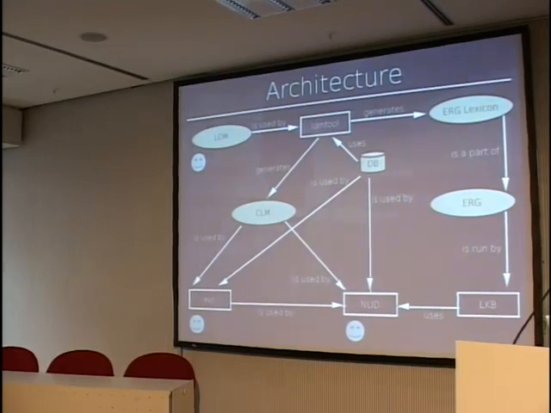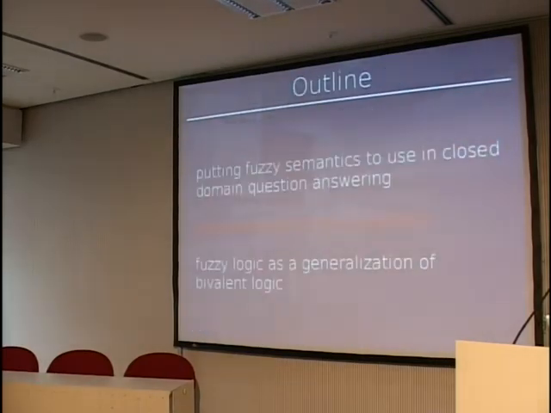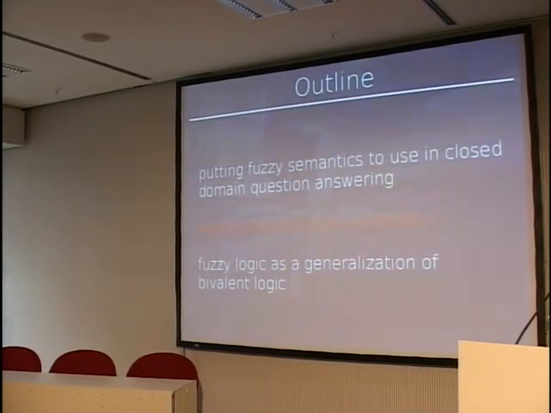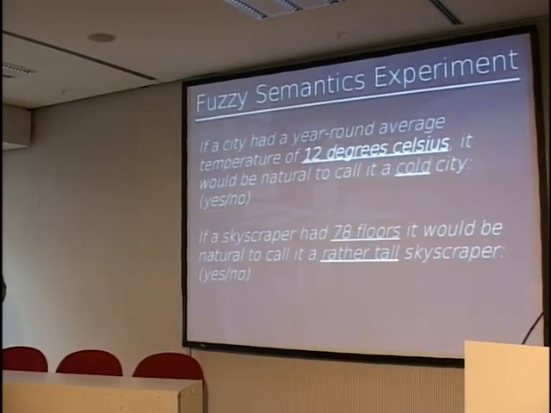But there's one more aspect to this, which is that you have these characteristic functions, dry, near, rainy, stuff like that. So you have to work out what does dry mean in terms of the average rainfall in a city and so on. And this really leads into the linguistic part of this talk. And what we're interested in here is designing an experiment. So what we do is we ask yes/no questions to a couple of subjects.